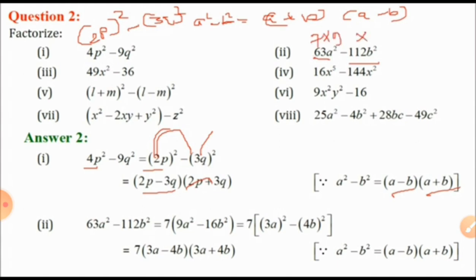Isn't it? Either you can take minus first or plus afterwards. No problem. 63 minus 112b. Out of this you can take 7 out. Automatically you are having the square. So outside 7, inside (3a minus 4b) and (3a plus 4b).